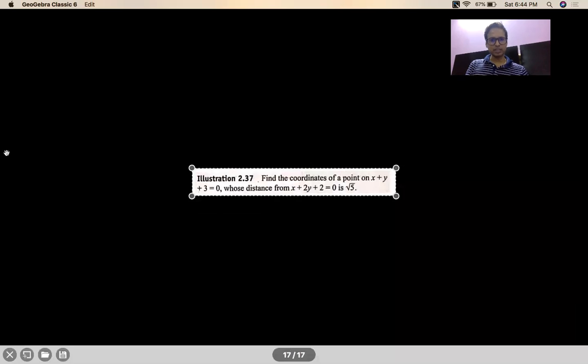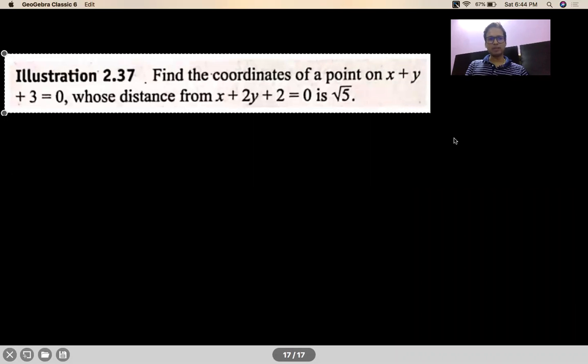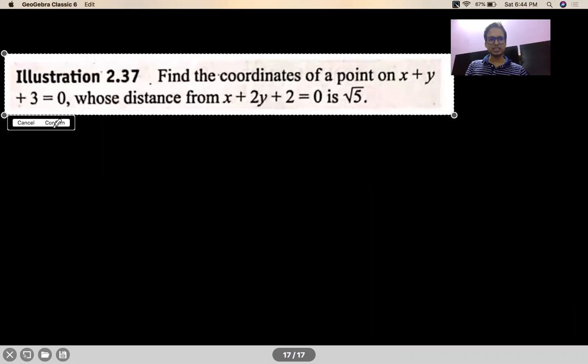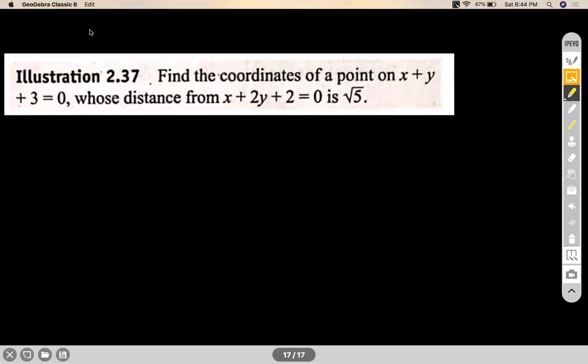Let's take this question. Find the coordinates of a point on x plus y plus 3 equal to 0, whose distance from this line is root 5. So you need to tell the coordinates of a point which lies on x plus y plus 3 equal to 0, whose distance from this given line is root 5.